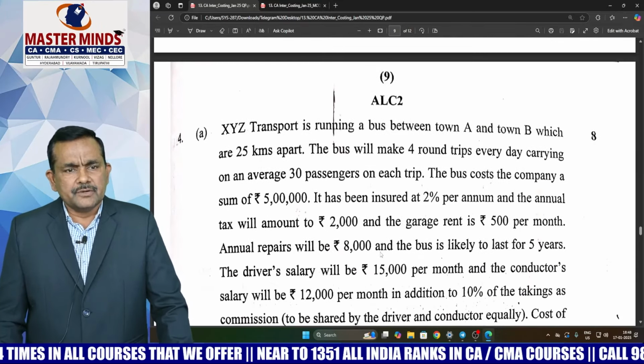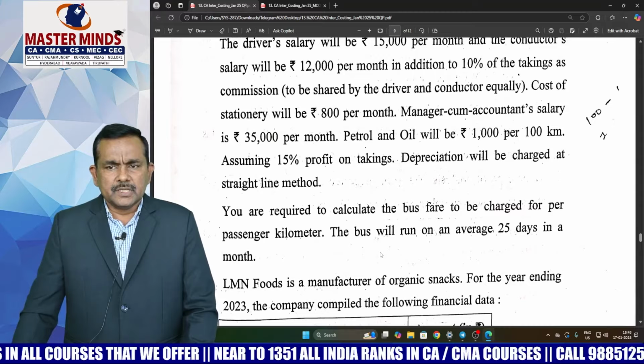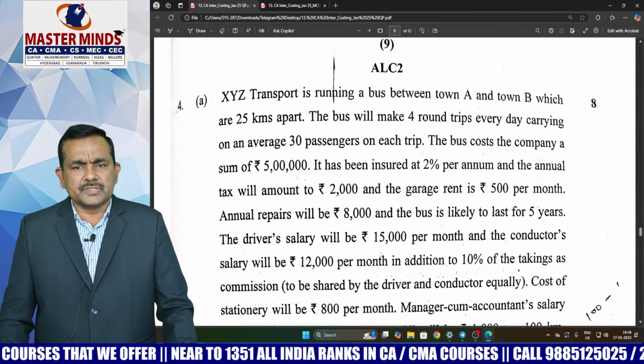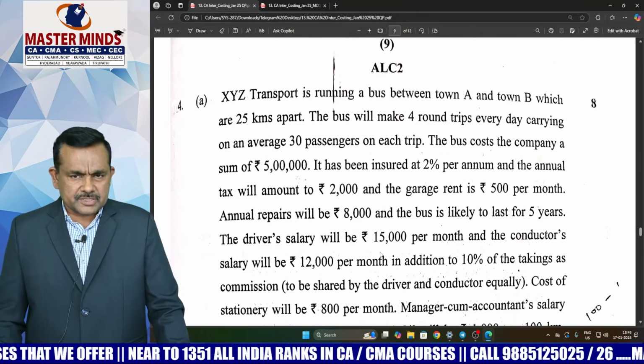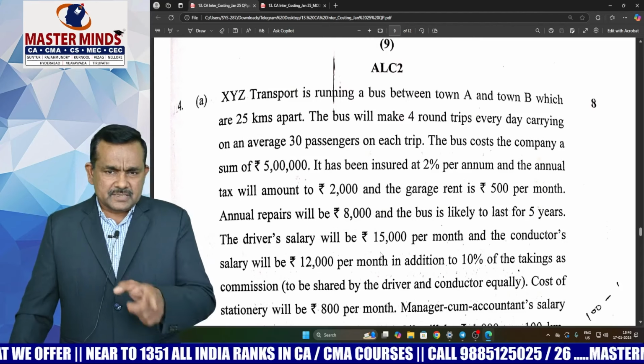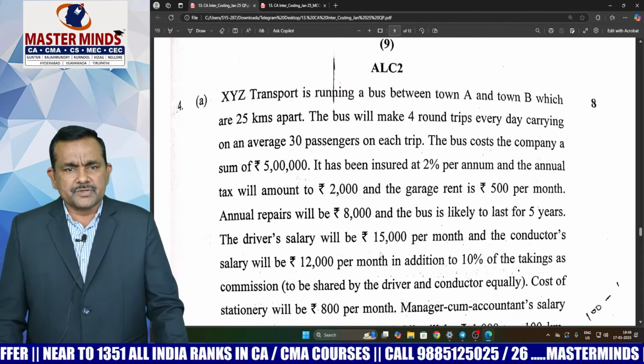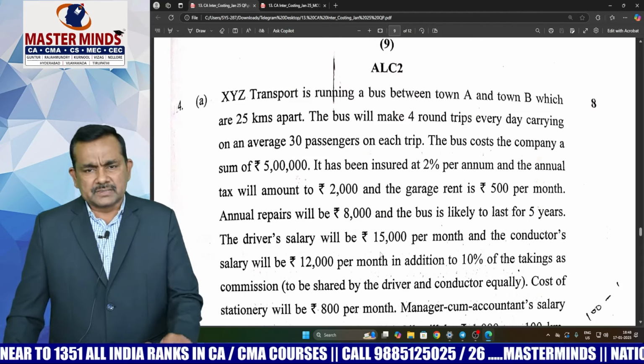Next, 4A question, sir. This question is related to service costing. That is the passenger transportation segment. First of all, we have to calculate the passenger kilometers.